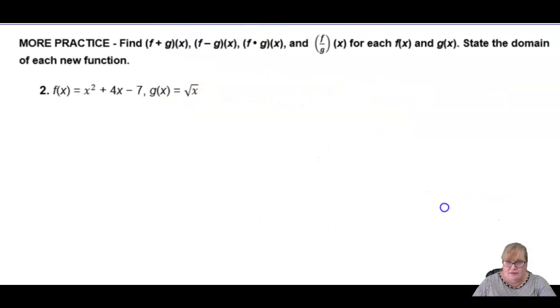All right, number 2, add, subtract, multiply, and divide. If we add, we just get this mess.